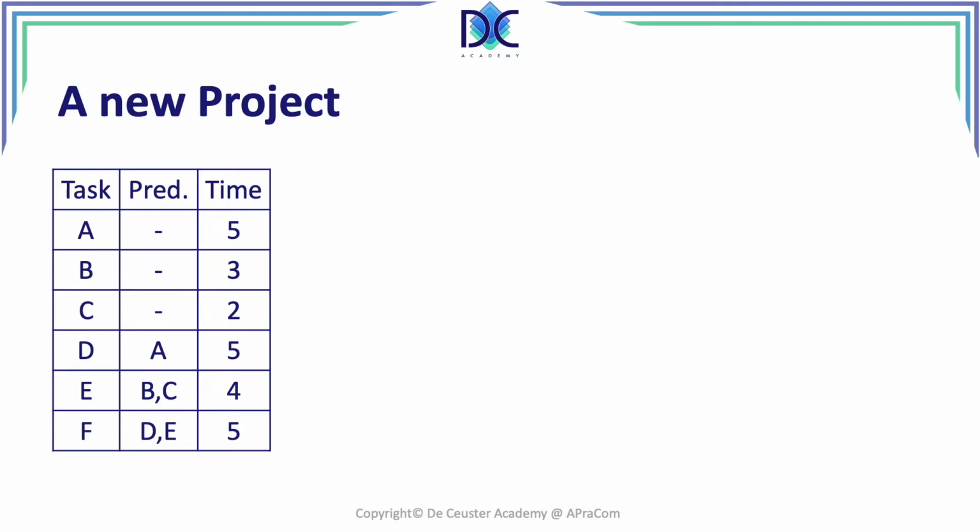D has a predecessor, activity A, and has a duration of 5 time periods. E has 2 predecessors, B and C, and takes 4 time periods. F is the last activity with predecessors D and E, and has a duration of 5 time periods. Let's have a look how we build this network diagram and calculate early start, early finish, and the slack before we put this into ProjectLibre.